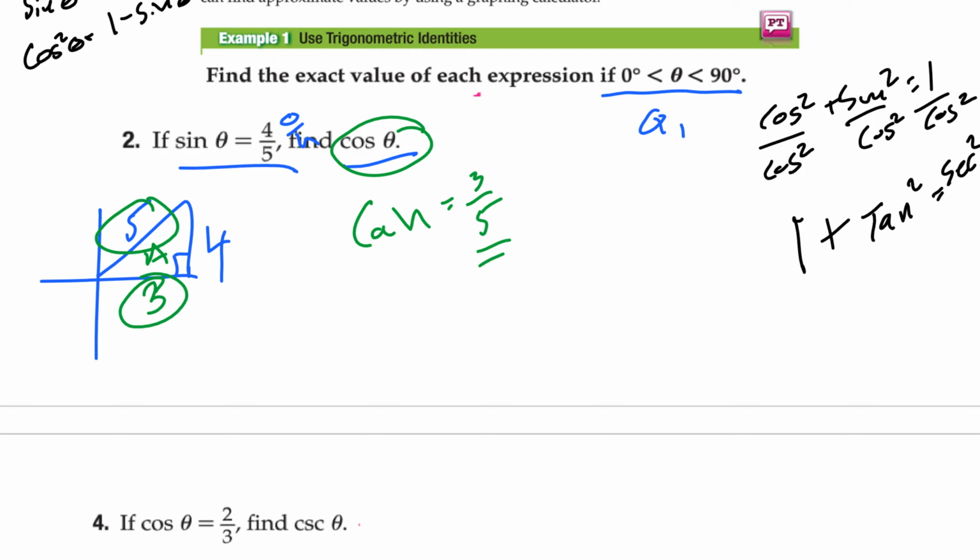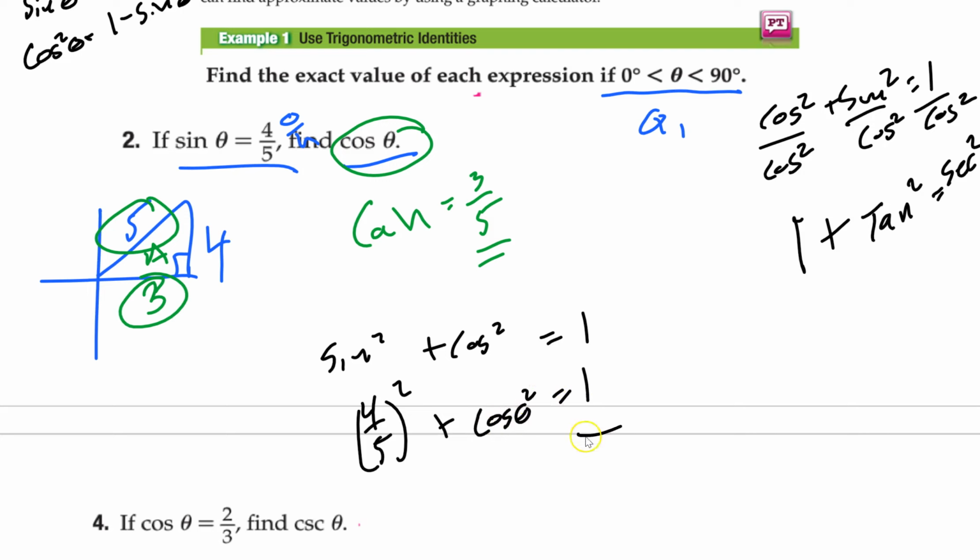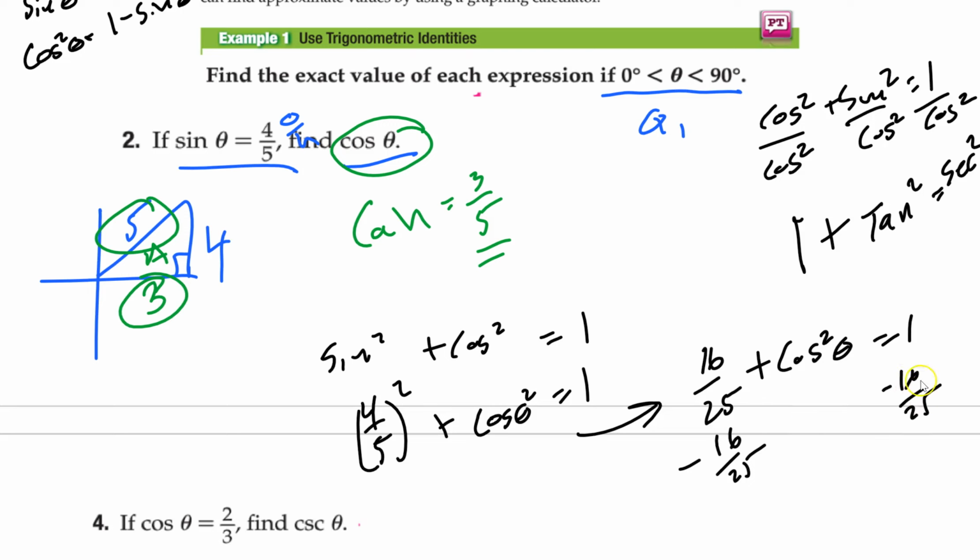You can also do it using the trig identity, the most famous one, of course. Sine squared plus cosine squared equals 1. Sine is 4/5 squared. We want to know what cosine is. So this one just involves more mathematics. So I get 4 squared, 5 squared is 16 over 25. Plus cosine squared equals 1. Subtract this from both sides. 1 minus that, common denominator, 25 over 25. So I get 9 over 25.